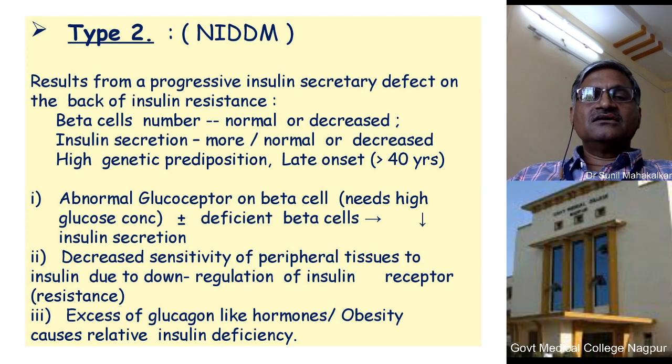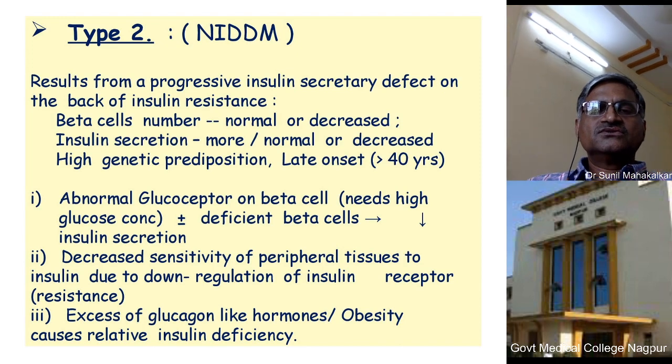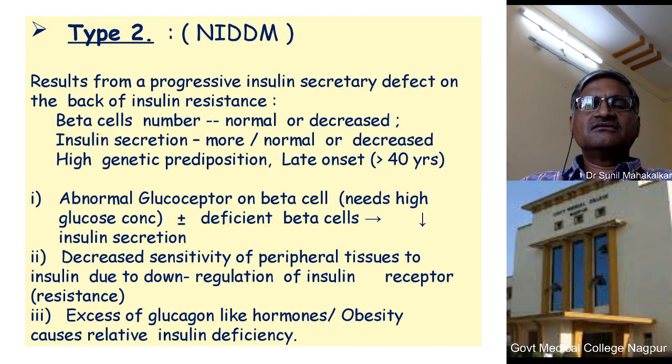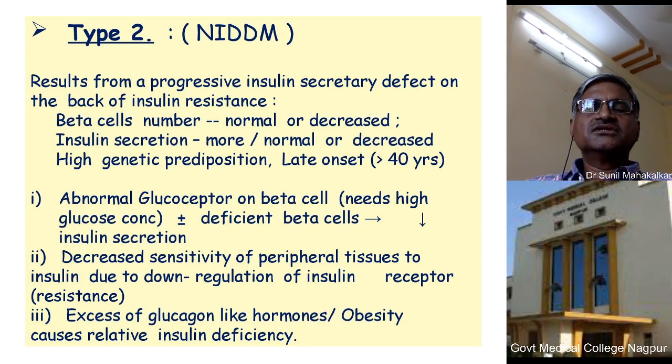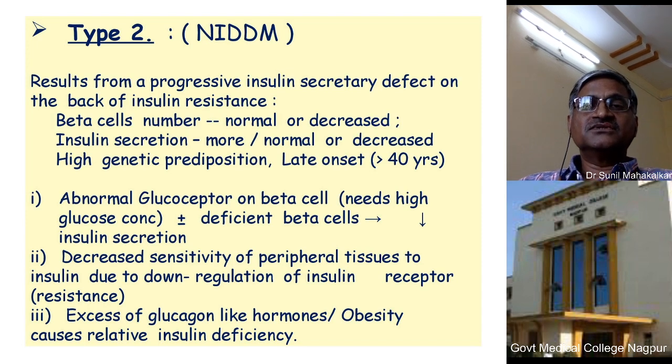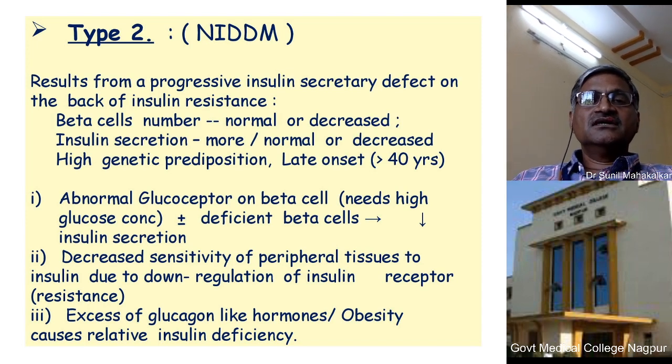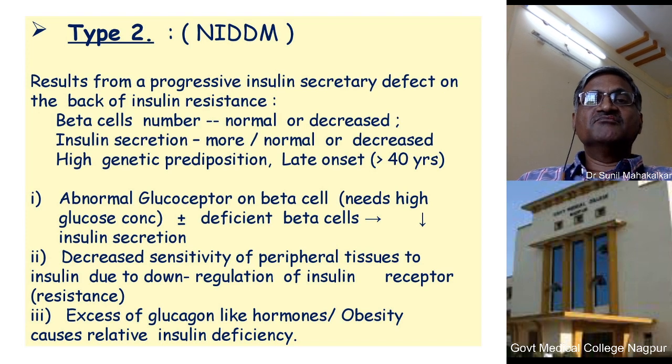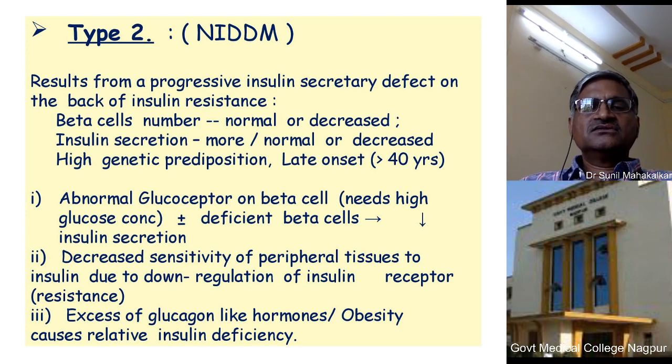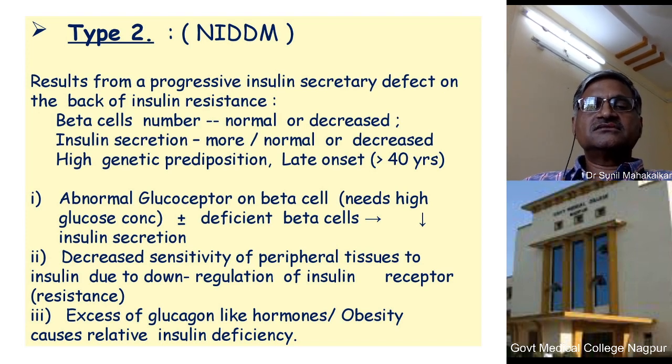Plus, there may be a deficiency of the beta cells. So these two factors together may decrease the insulin secretion. Secondly, there is decreased sensitivity of the peripheral tissues to insulin due to downregulation of the insulin receptor. The insulin receptors on the peripheral tissue are downregulated, meaning their sensitivity is less and their number may be less. So this leads to insulin resistance.